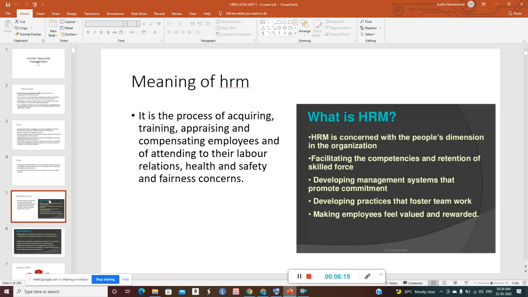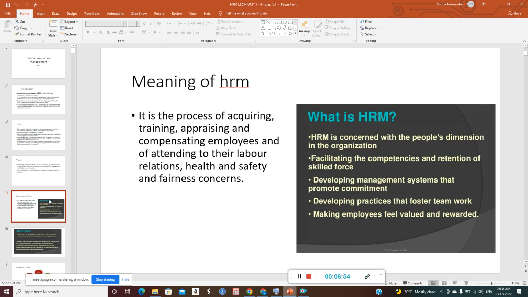Now, looking into the meaning of HRM, what is HRM? HRM is human resources management, which is concerned with the people's dimension in the organization. It facilitates the competencies and retention of the skilled force. It helps to develop management systems that promote commitment and practices that foster teamwork, and it makes the employees feel valued and rewarded.